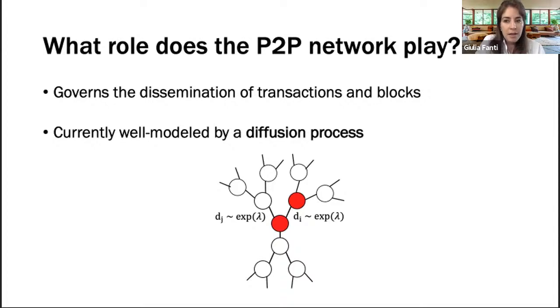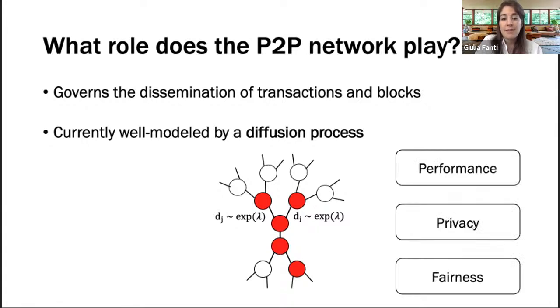So the idea here is that as your transaction spreads, on each of the adjacent edges to this red region, the message, due to the memorylessness of exponential random variables, the delay on each of these edges is again going to be exponentially distributed. And so we call this a diffusion process, and it has been widely studied in this community in particular. And we're going to see how this diffusion process affects properties like performance, privacy, and fairness.